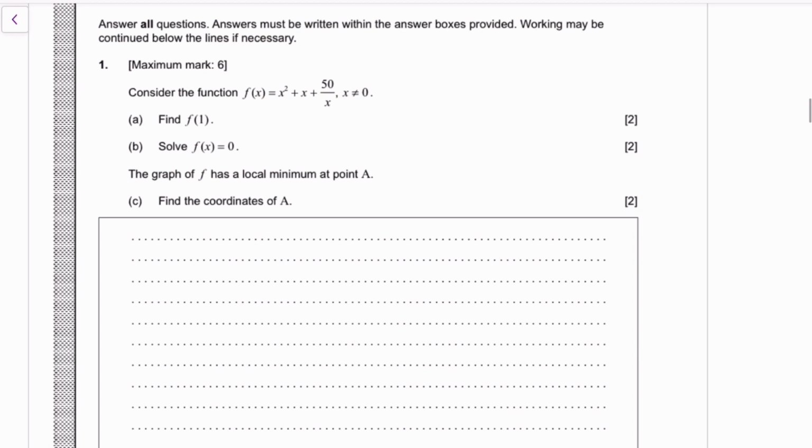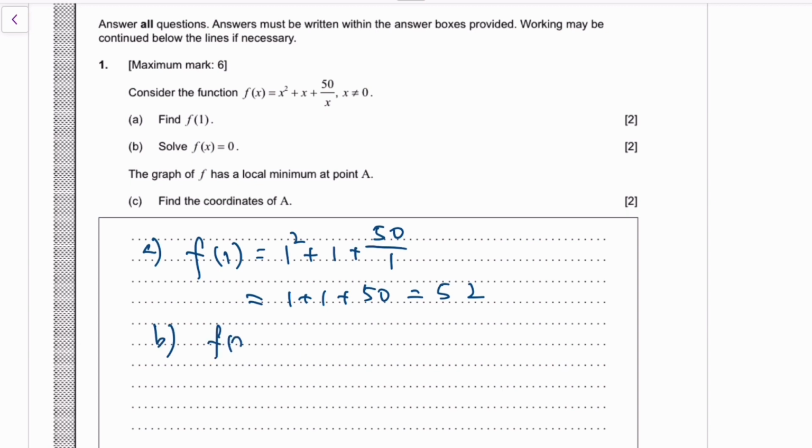Question 1. So they want f(1). Now this is paper 2, so you can use a GDC. Technically you can plug it into your GDC, but I hope you don't need it. 50 over 1 is 50, so you add them up: 52. But for part B, you will definitely need it.